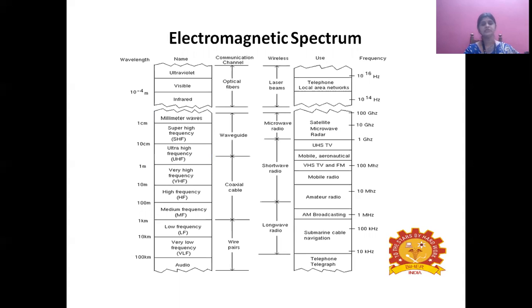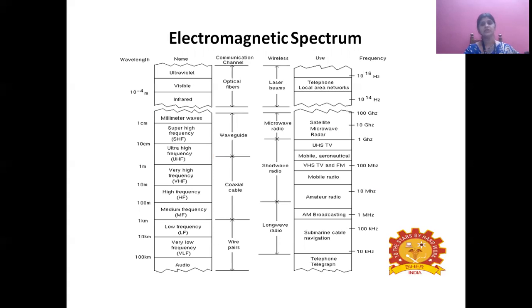and then the signals which travel in the frequencies of medium frequency and high frequencies, the transmission medium used is the coaxial cable. The applications of the signal in the frequencies of medium frequency, high frequency, and very high frequency are AM broadcasting, amateur radio, mobile radio. And then signals that travel in the ultra high frequencies and super high frequencies, the transmission medium is the waveguide. The applications of the signals traveling in these frequencies are mobile communication, transmission of TV, radar communication, microwave communication, and satellite communication.